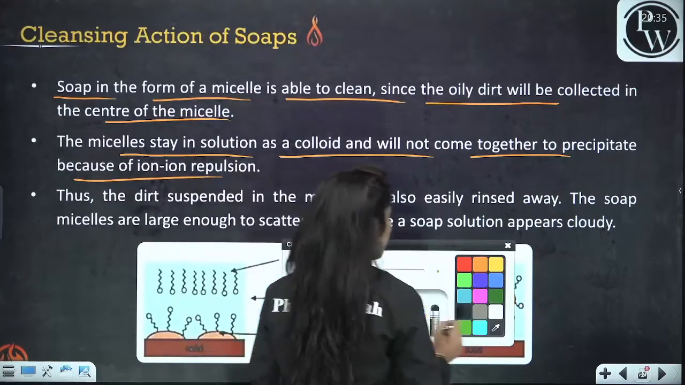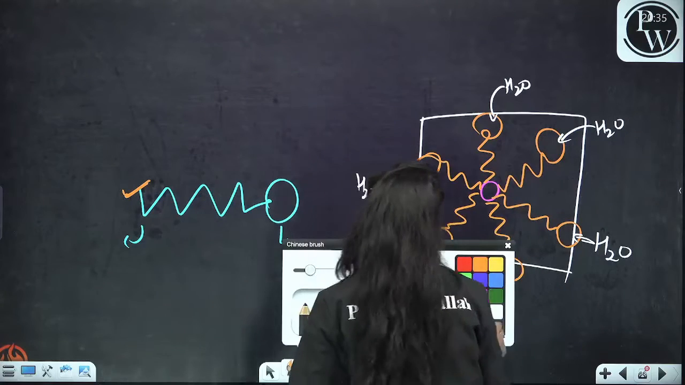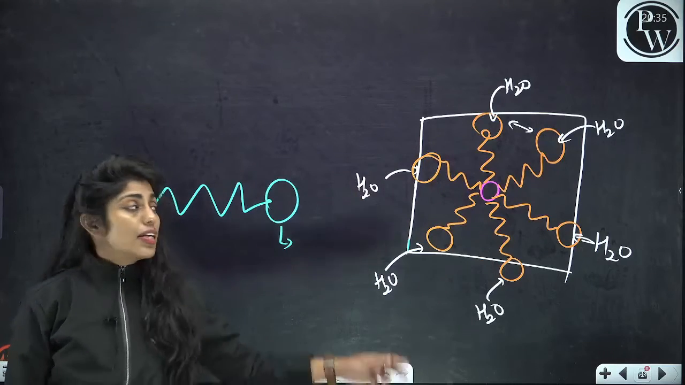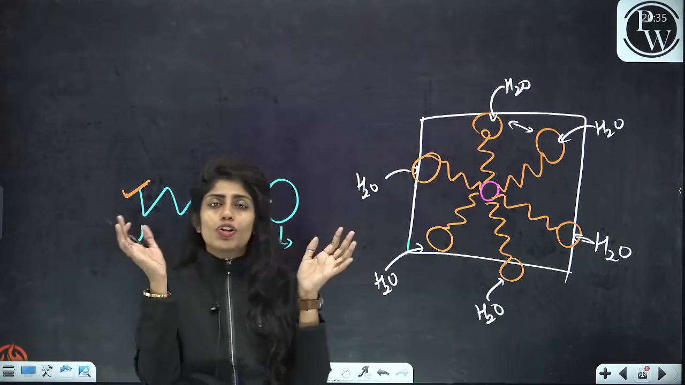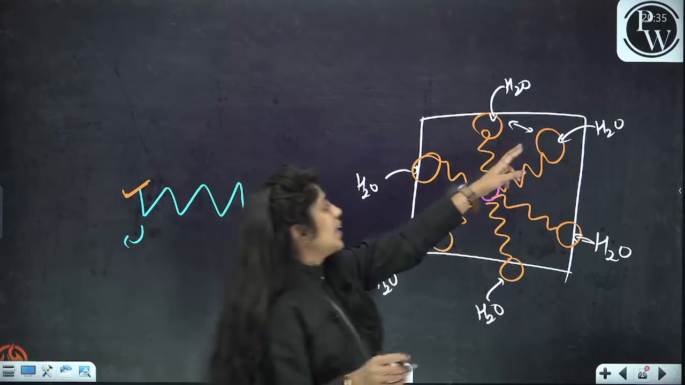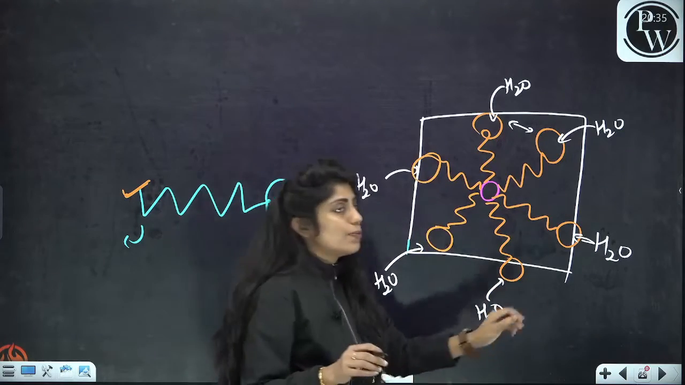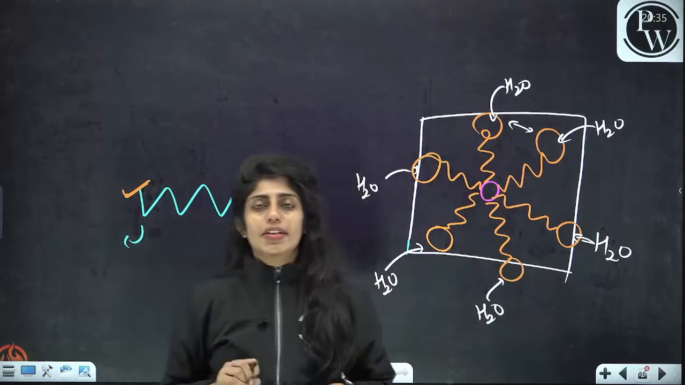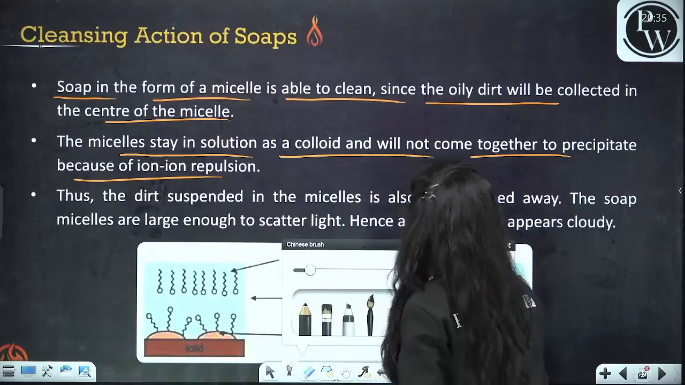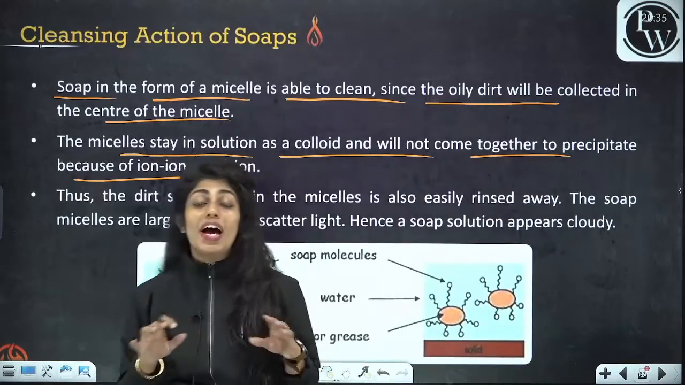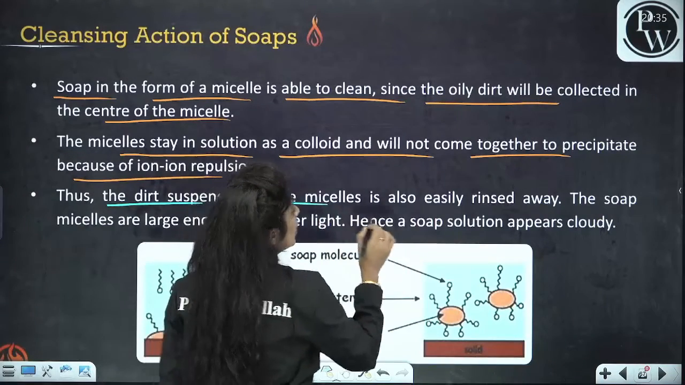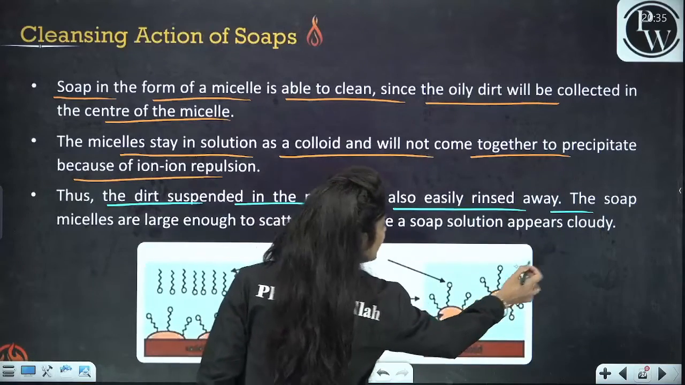Now you will say, why are these always making such a structure? Because these ionic parts are all together. They will be repelling each other, you know, attraction and repulsion. So this is Na positive, Na positive, Na positive, Na positive, Na positive. All are repelling each other and maintaining the structure. Done. If they were attracting, everything would have vanished. So due to ion-ion repulsion, the dirt suspended in the micelle is also easily rinsed away. This will be rinsed away.